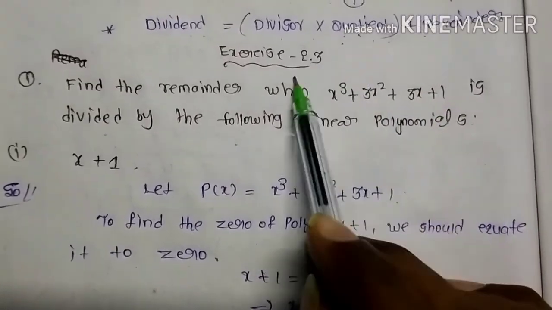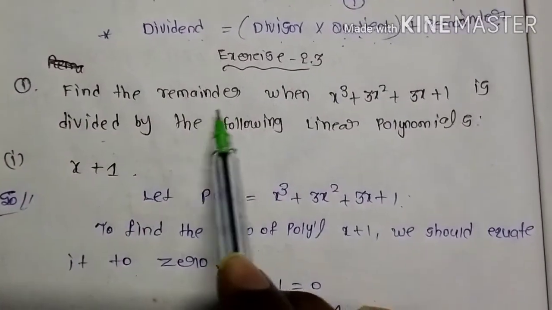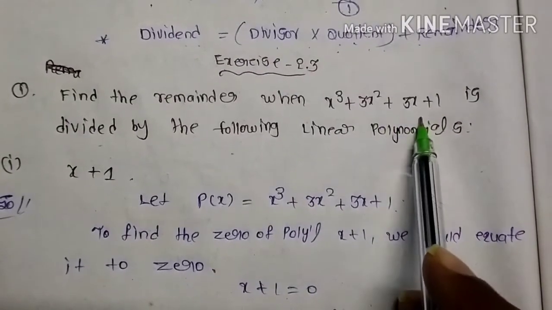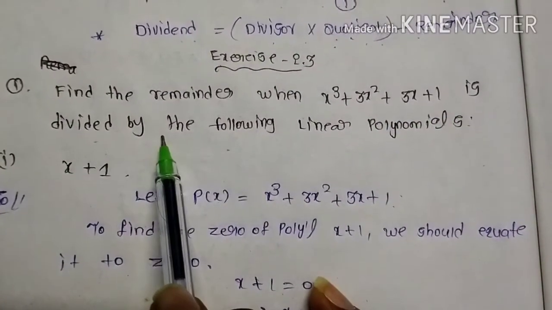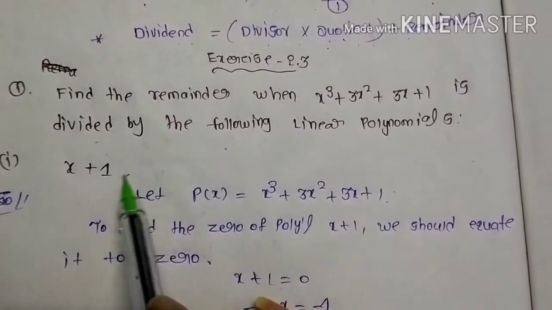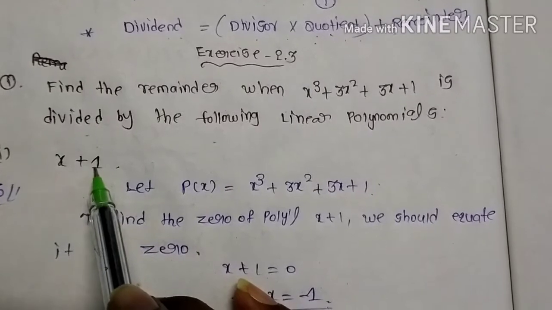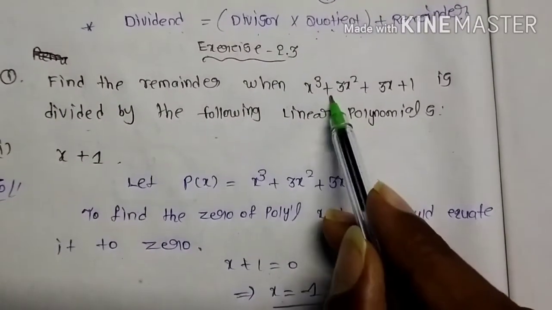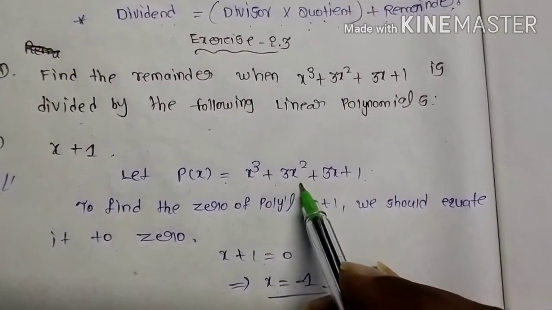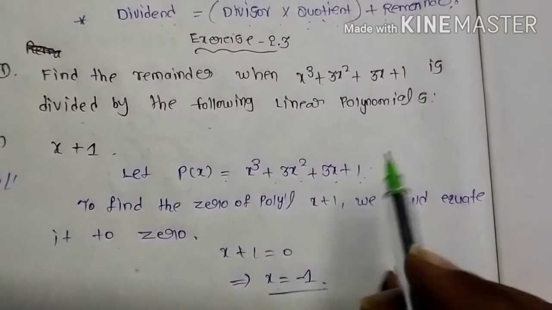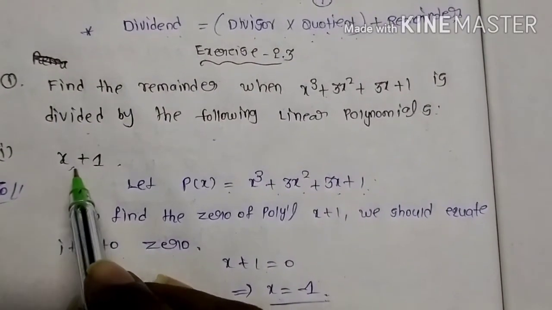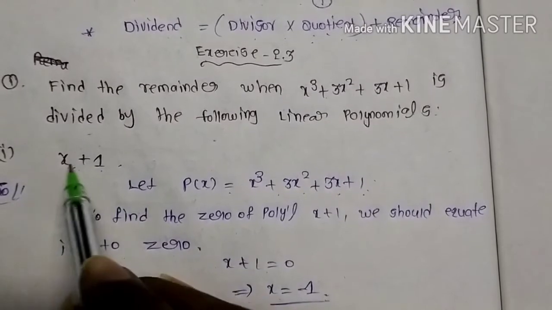Now you can see exercise 2.3. First question: find the remainder when x cube plus 3x square plus 3x plus 1 is divided by the following linear polynomials. First, x plus 1. We need to divide this one. First I am taking the given polynomial. Let p of x is equal to x cube plus 3x square plus 3x plus 1. First you need to find the zero of the polynomial, which one? x plus 1.